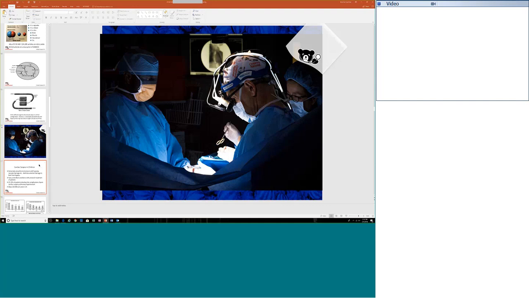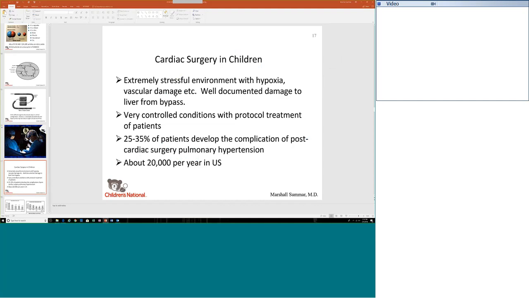So let's kind of roll back on cardiac surgery. It's an extremely stressful environment. There's hypoxia, vascular damage. You're put on cardiopulmonary bypass. We know that that does cause damage to both the liver and the vascular endothelial in the gut. The conditions, however, are pretty controlled. They tend to do these things the same way. However, given that, about 25 to 35% of patients will develop the complication of post-cardiac surgery pulmonary hypertension.